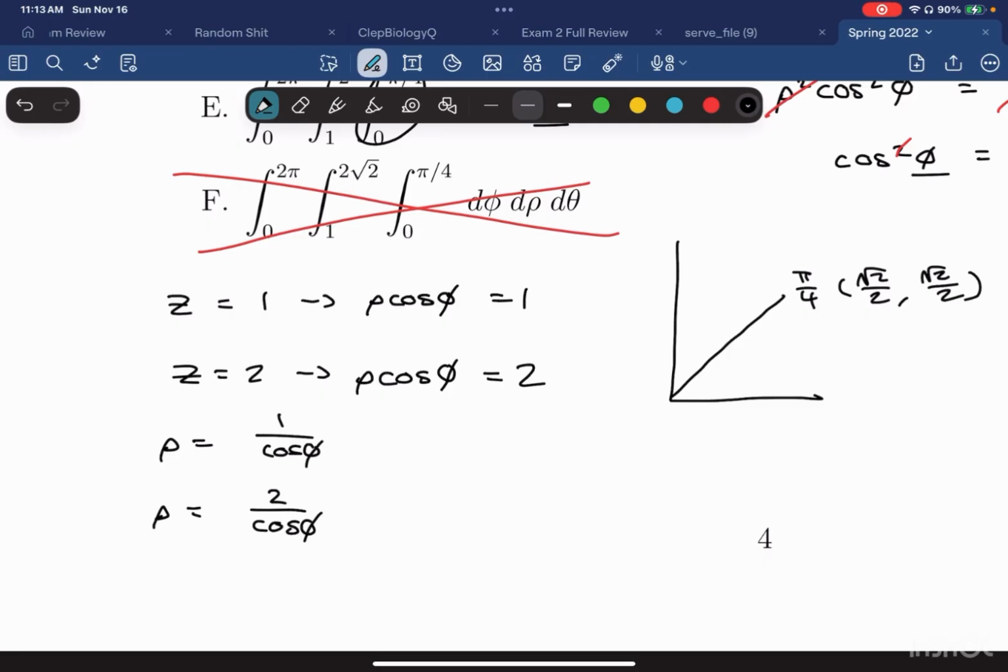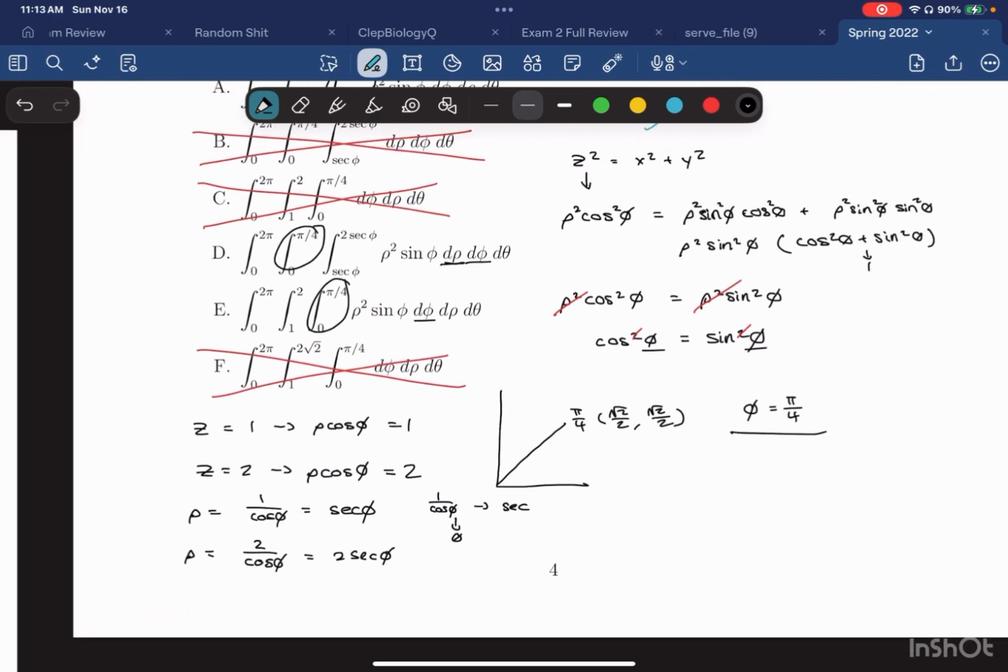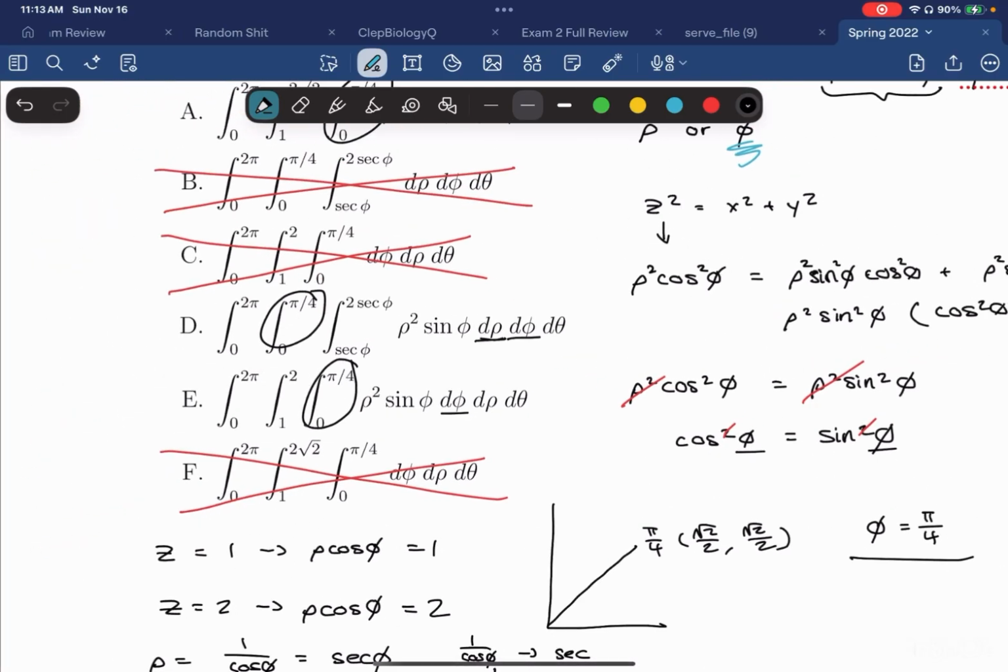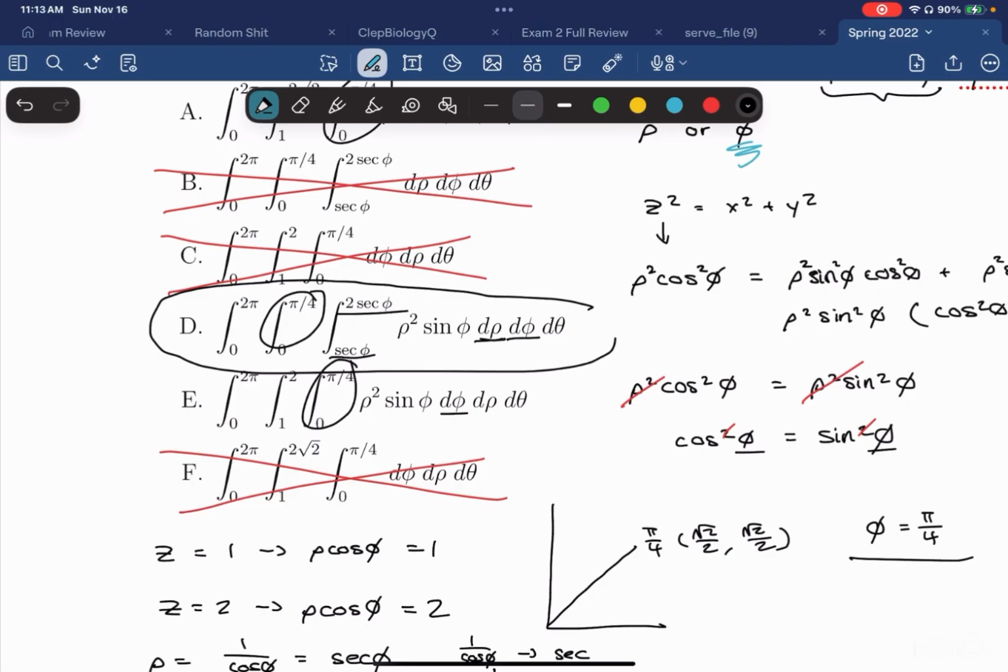Now, what is 1 over cosine of phi, or theta maybe? Well, that's simply just secant. So in this case, rho is equal to secant phi, and this one is 2 secant phi. So if we look at our choices, 2 secant phi, that's how you get the answer choice D, which in this case is correct.